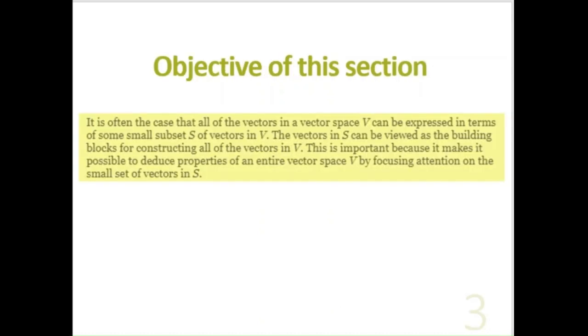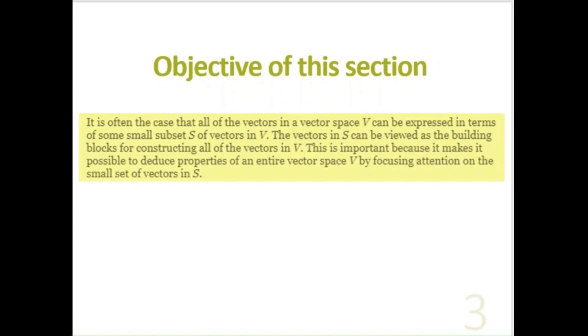So the objective of this section is that it's often the case that all of the vectors in a vector space V can be expressed in terms of some small subset S of vectors in V. The vectors in S can be viewed as the building blocks for constructing all of the vectors in V. So this is important because it makes it possible to deduce properties of an entire vector space V by focusing attention on this small set of vectors in S.